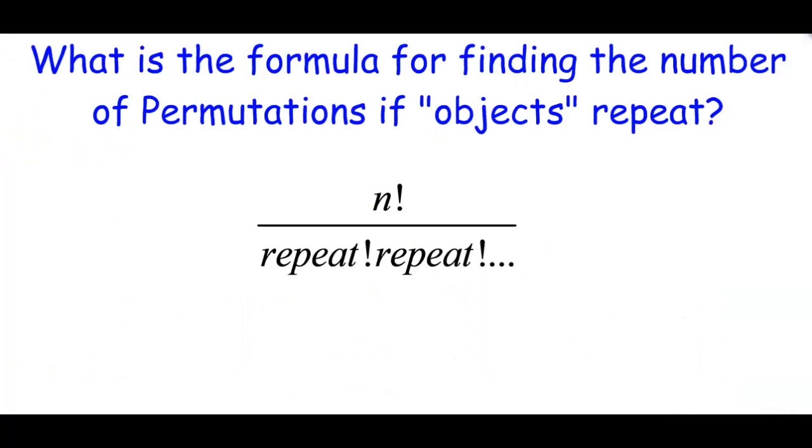So what if we have repetition in our problem? We have a formula for finding the number of permutations if objects repeat. So if the same object comes up more than one time, we actually change our formula. The formula is n factorial divided by the number of repeats factorial. And I'll show you what this means in a couple of examples.